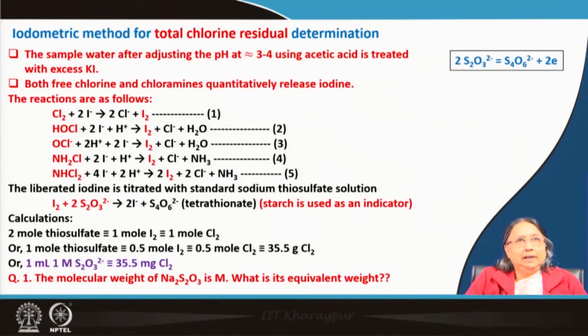An iodometric method for total chlorine residual determination. Total chlorine means free chlorine residual and combined chlorine residual, both together. How to determine it?